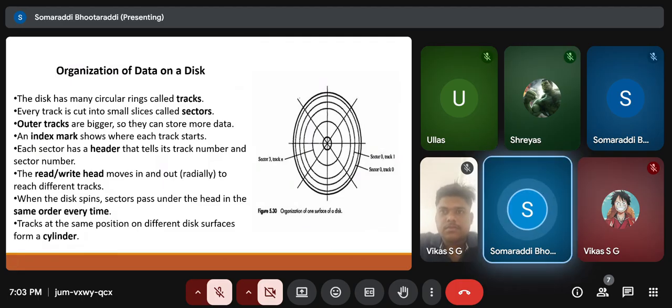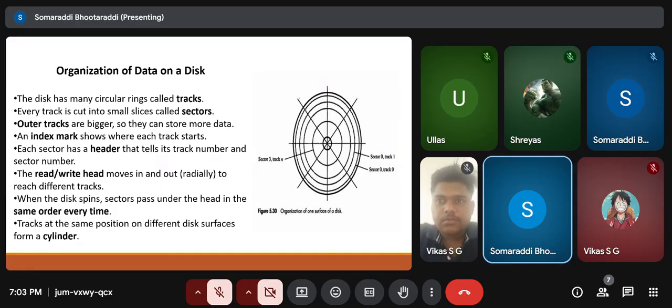Good evening, everyone. Today I'm going to explain the topic of organization of data on a disk.